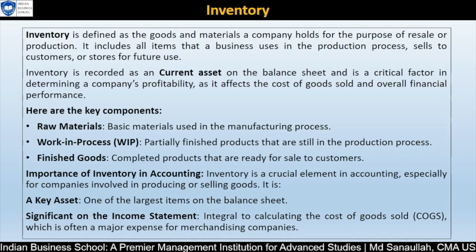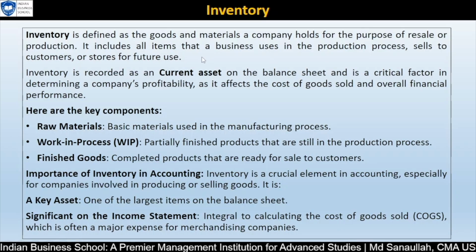So let's read it out. Inventory is defined as the goods and material a company holds for the purpose of resale, as I told you, or production, or we can also buy raw material to resell. It also includes all items related to production like raw material, labor, and indirect material. All these things come together and become inventory for you. Work in progress, raw material, and finished goods are all part of inventory, to sell to customers or store for future use.